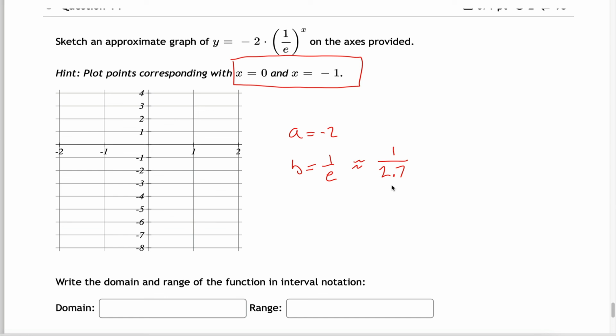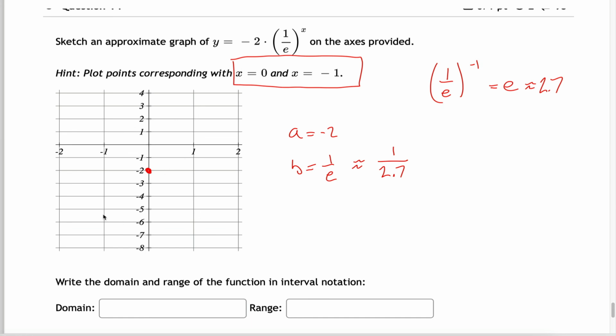And you're like, yeah, but what's 1 over 2.7? Well, we don't have to worry about it because the input-output pair that you might want to use is when x equals 0. If x equals 0, this whole thing's equal to 1. So we're going through this point right here, negative 2 times 1. And when x equals negative 1, we get 1 over e to the negative 1 power. But when you're raising something to the negative 1 power, you're taking the reciprocal of that thing. So we don't care what 1 over 2.7 is equal to, because the reciprocal of 1 over 2.7 is just 2.7. Take that 2.7, multiply by this negative 2, and you get roughly negative 5.4.